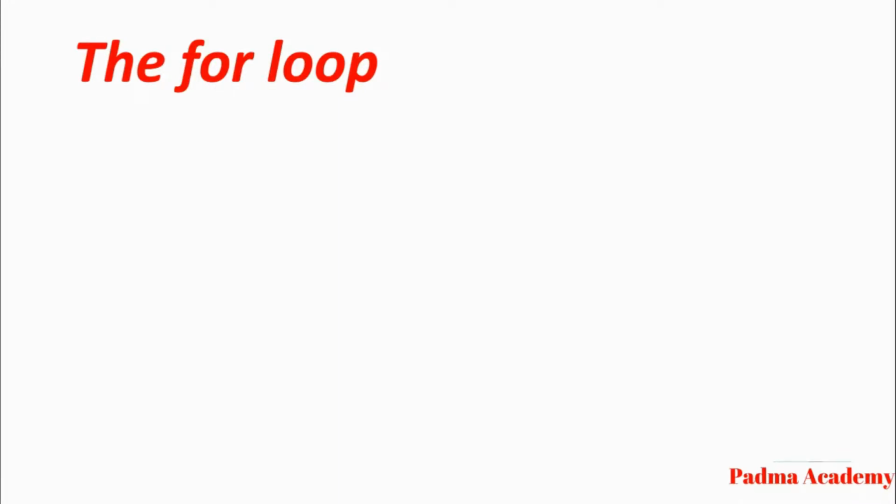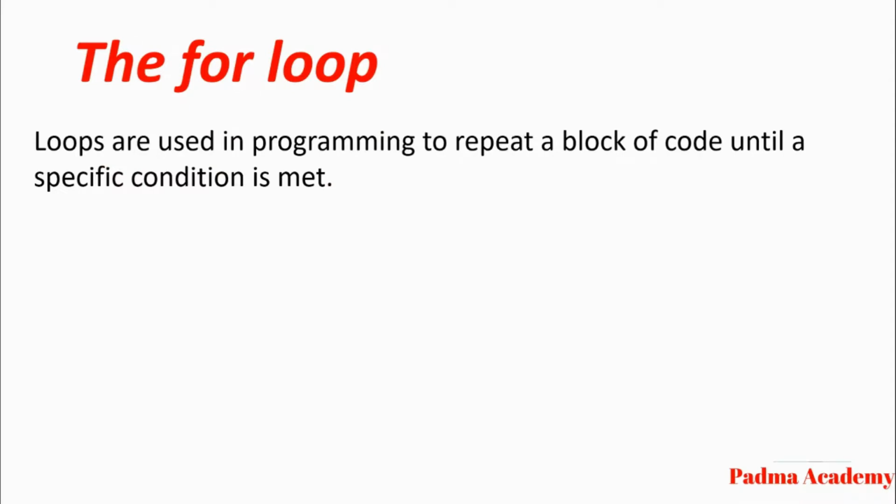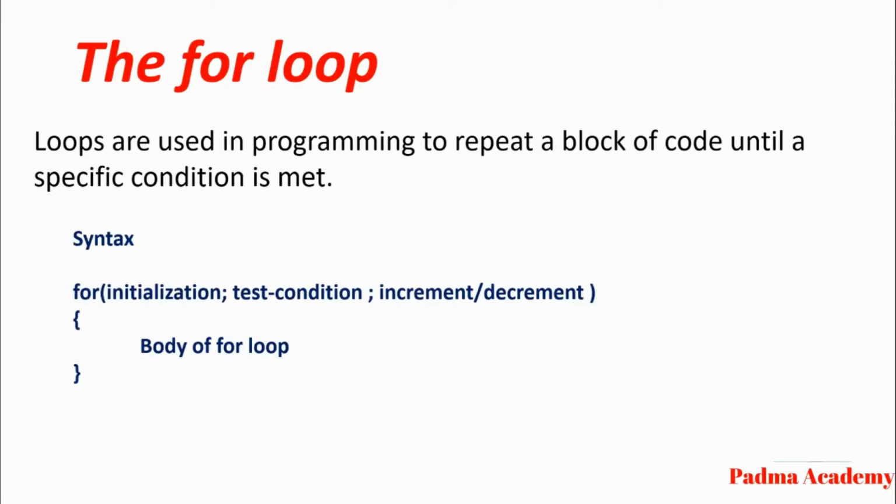In this video we are going to discuss the for loop. Loops are used in programming to repeat a block of code until a specific condition is met. So the syntax of the for loop is this.